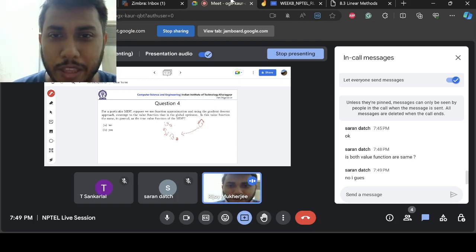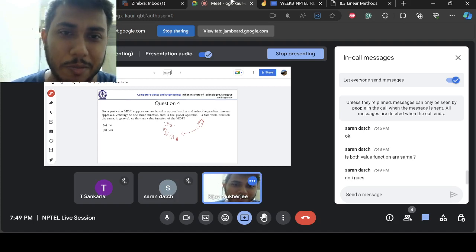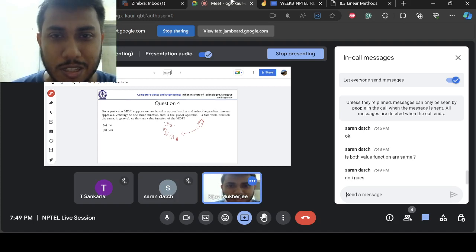Now the question is whether V pi and V hat star are the same or not. The answer is no. Maybe, but maybe not also. It may be the same, but it also may not be the same. In some cases it may be the same, and in some cases it may not.